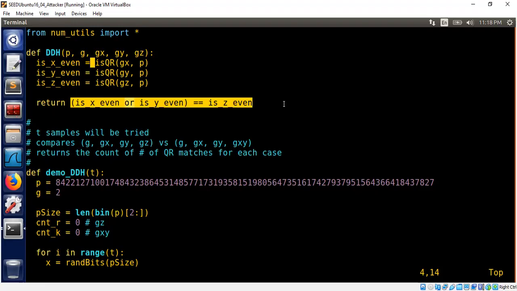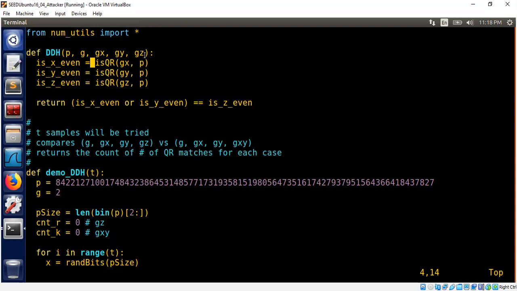All right, let me show you the algorithm that will help us distinguish whether the input is a random number or a G power XY. That's basically the distinguisher that we are going to develop. How do we do that? We take G power X and check whether G power X is a quadratic residue. It's easy to check whether something is a quadratic residue or not in mod P. Similarly, we do that for G power Y and G power Z.